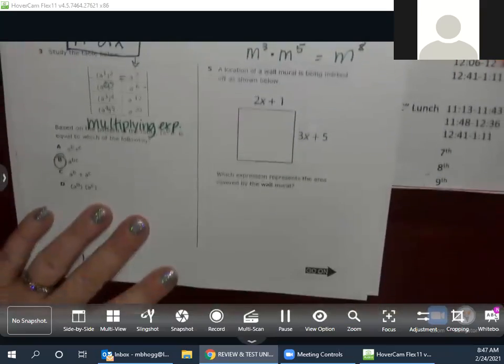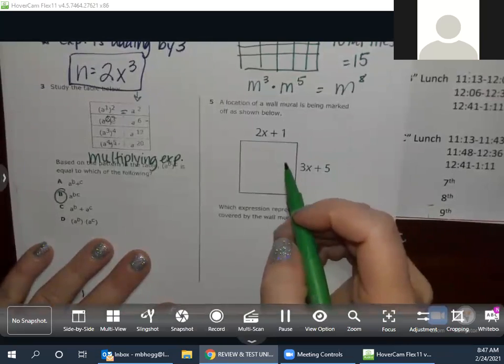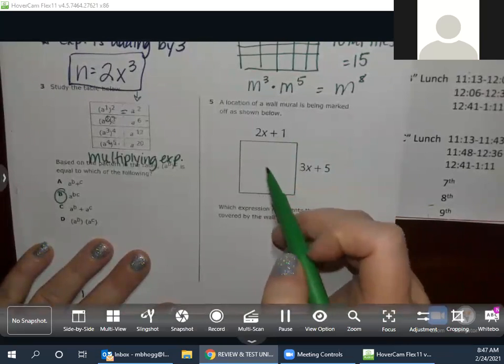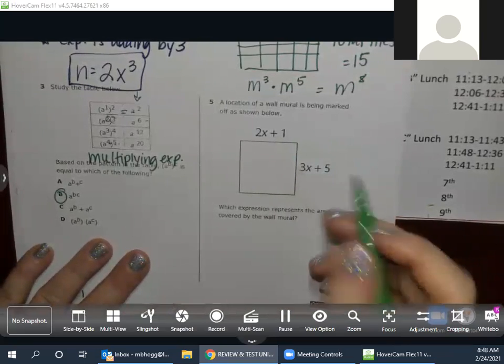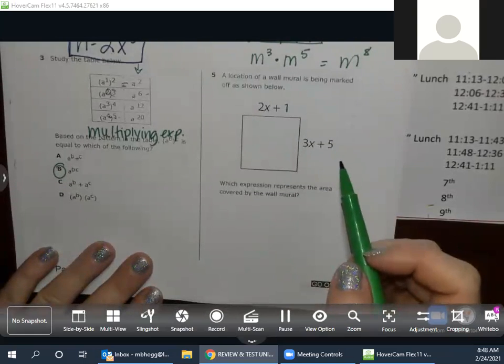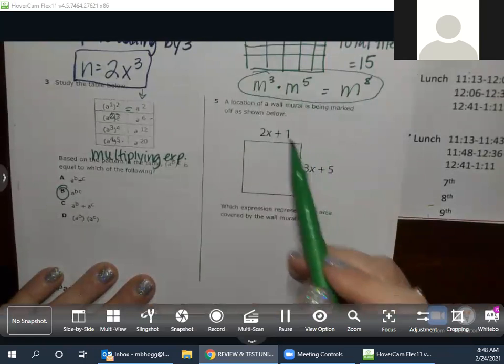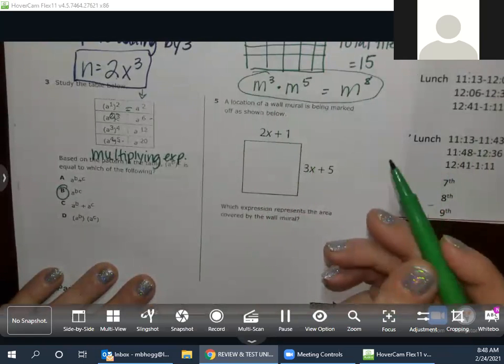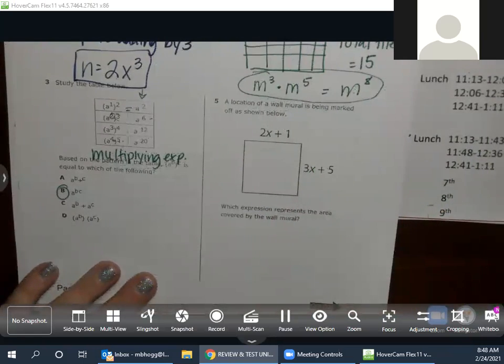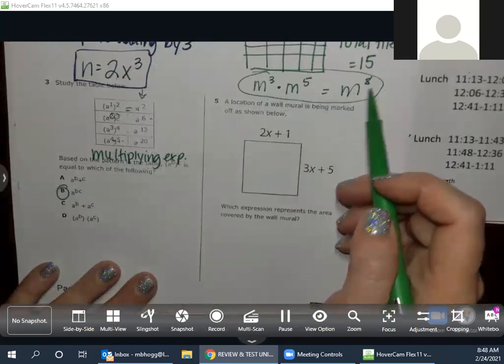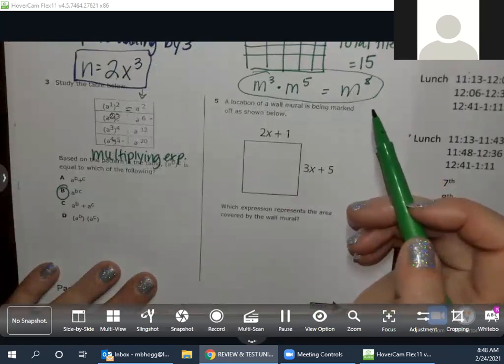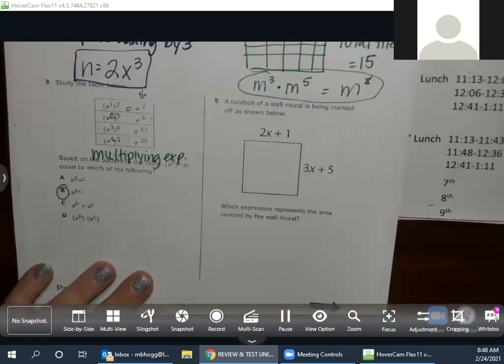Okay, number 5. A location of a wall mural is being marked off as shown below. This is the stuff we've been doing lately. They want you to write an expression: m to the 3rd times m to the 5. But I just went ahead and put m to the 8th, because we know that's how you do exponents: when you multiply them, you add them.